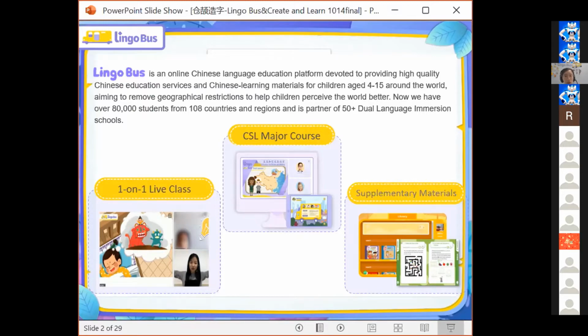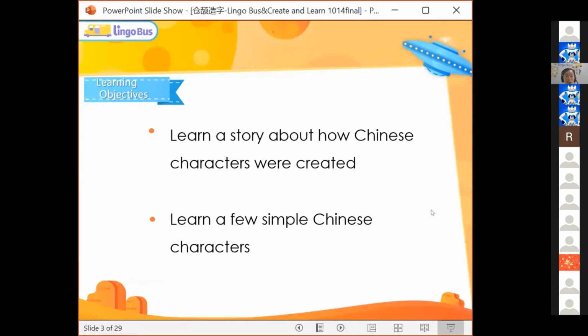So today we're going to have fun and spend this hour on learning the story of the invention of Chinese characters and also how computers display languages nowadays. Are you ready? Thumb up if you're ready. Great. So today's learning objectives. First, we will learn a story about how Chinese characters were created. And then we will learn a few simple Chinese characters.